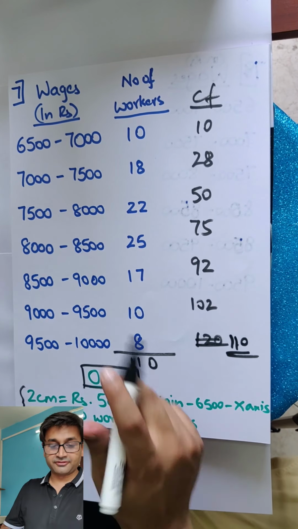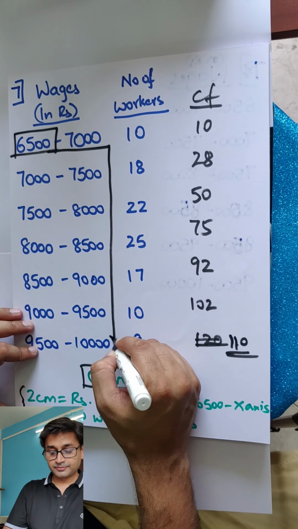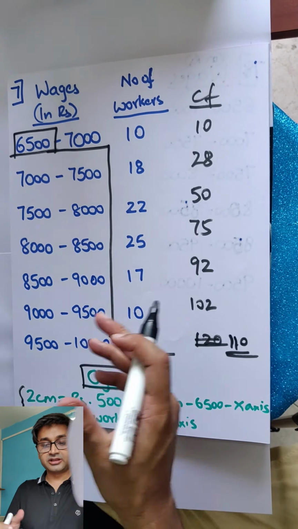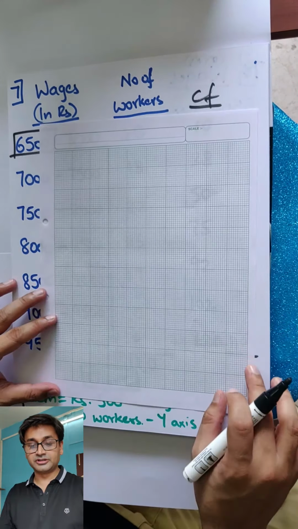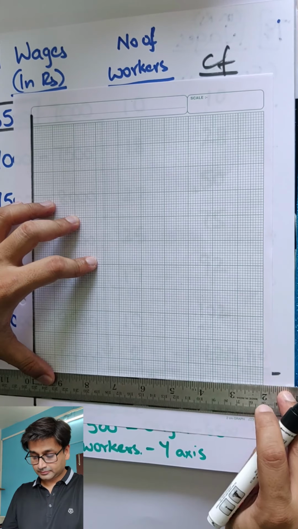Come on, let's hit the graph now. So that's my reverse L, and with the reverse L you go down. The diagram is ready. 6500 onwards I have to begin. So come on, let's start. First the y-axis, then the x-axis. So y and then my x.